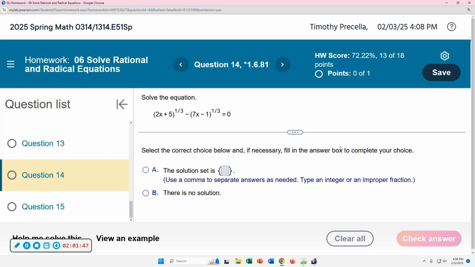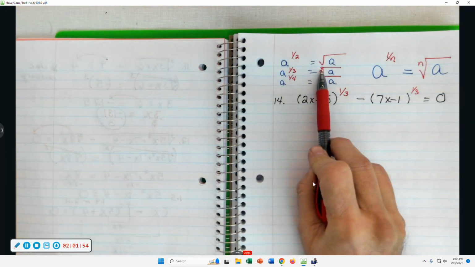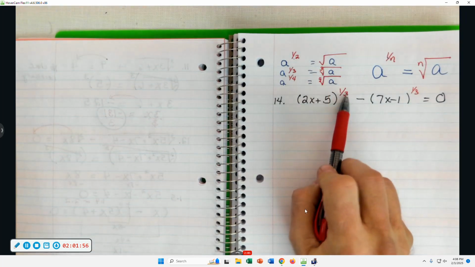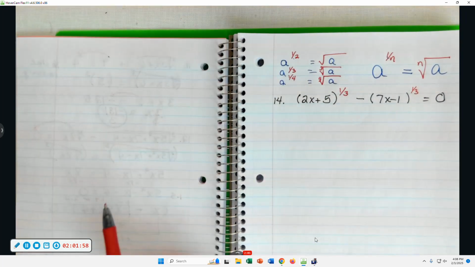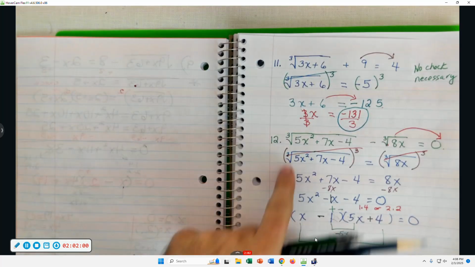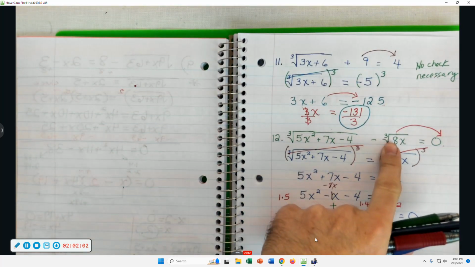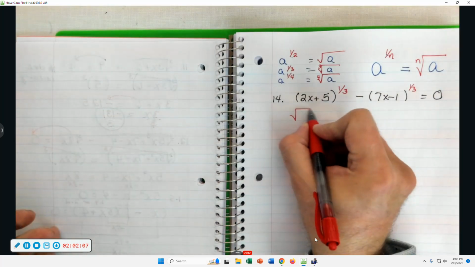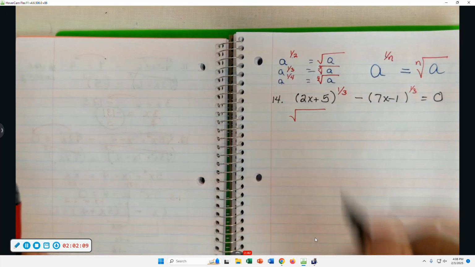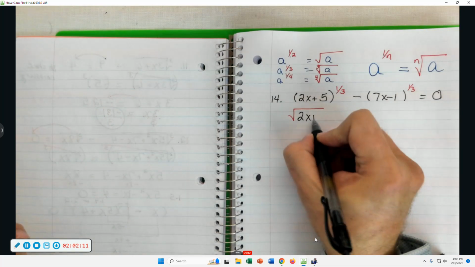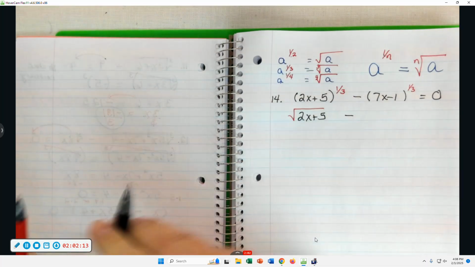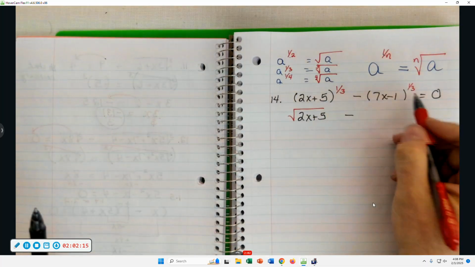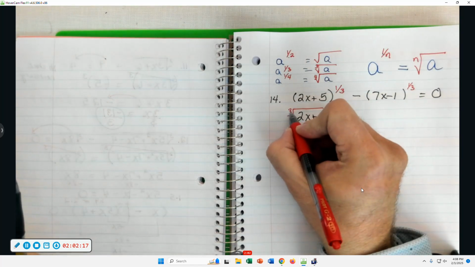Make it look like the problems we've been doing. That 1/3 exponent is the same thing as what sort of a radical? A cube root, okay? So this problem is very much like number 12. Number 12, we had 2 cube roots. Same thing. Here we have the cube root of 2x + 5 minus the cube root of 7x - 1. Don't forget your index.